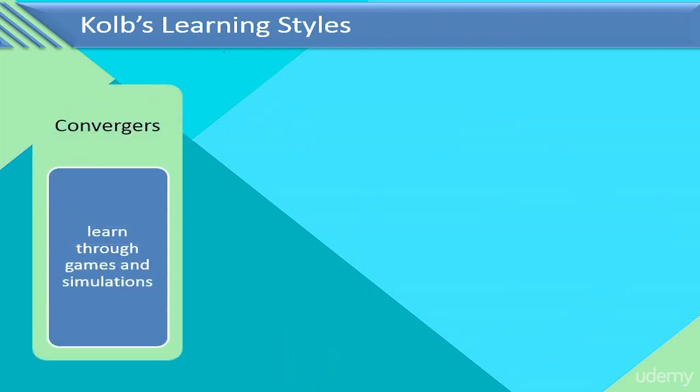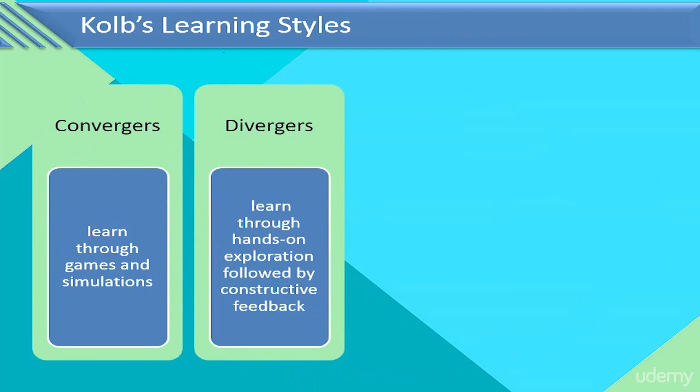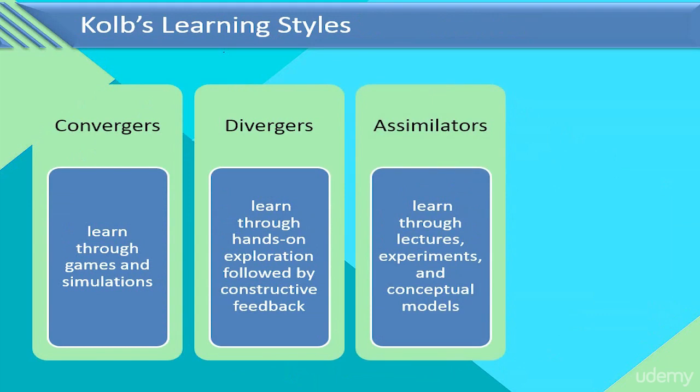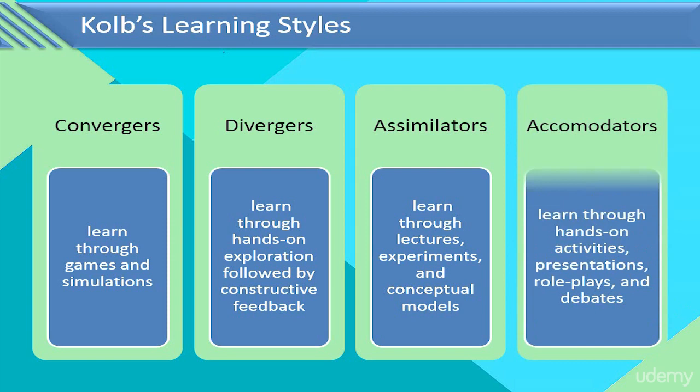Convergers prefer to learn through games and simulations. Divergers prefer to learn through hands-on exploration followed by constructive feedback. Assimilators prefer to learn through lectures, experiments, and conceptual models. And accommodators prefer to learn through hands-on activities, presentations, role plays, and debates.